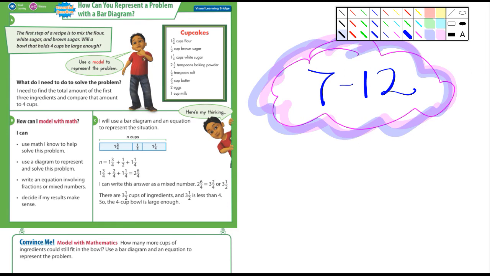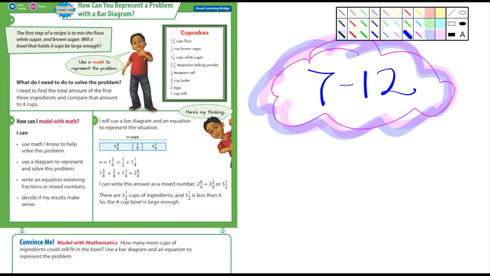So this first example here, that's what they're showing you. And so I'm not going to go into the details of this. You can look it over yourself. Basically, they use a bar diagram here in C to represent the problem. And in the convince me, though, they ask, how many more cups of ingredients could still fit in the bowl? And it's used to use a bar diagram and an equation to represent the problem.